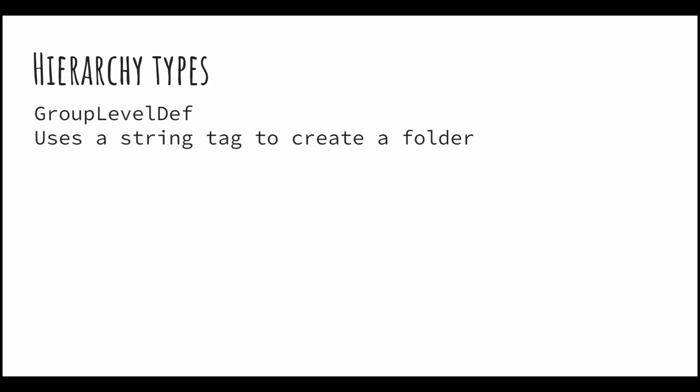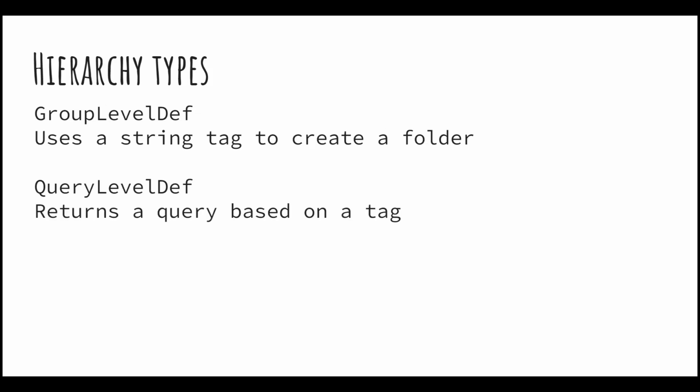So if we try to do something that looks for, let's say, a building tag, right? And then we have a component that's named administration building, and then we have one that's named library. Well, the first thing it's doing is going to create a folder with those specific names, and then we can add devices underneath those folders. So that is actually how a group level definition works. It will always use a string tag.